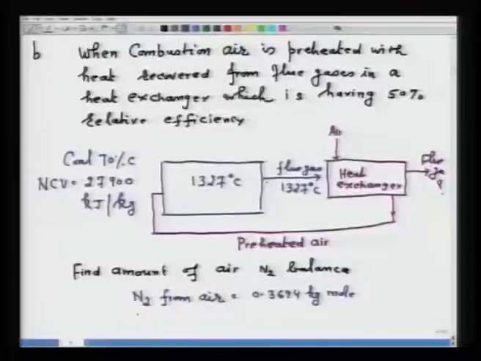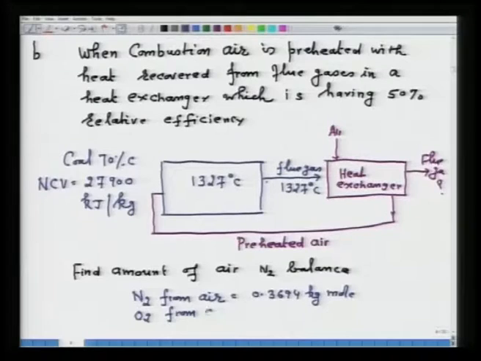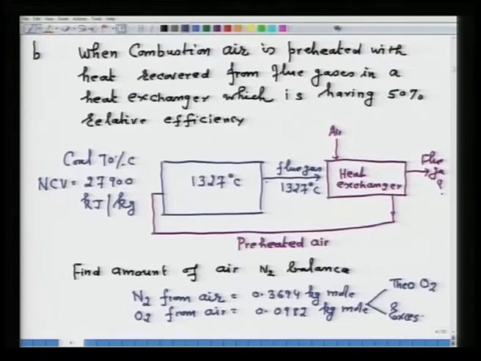Now, then we can find out oxygen from air, say 21%. So, that will be 0.0982 kg mole. Now, mind you, this air which you have calculated, it consists of theoretical oxygen as well as excess oxygen, both it consists of, just for your information. So, we know now the amount of air.